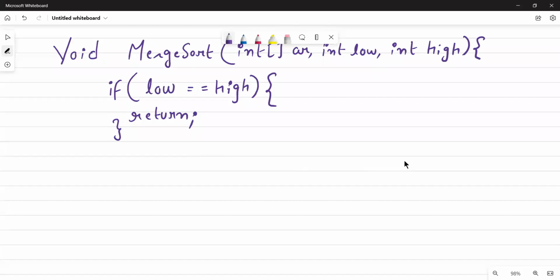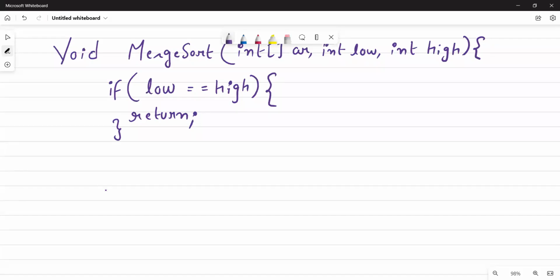Even if the condition that you are putting, Bhuvnesh, is low greater than or equal to high, it will get matched at the equal to condition and it will return, right? There will be no use of the greater than part. Is it clear? Okay.